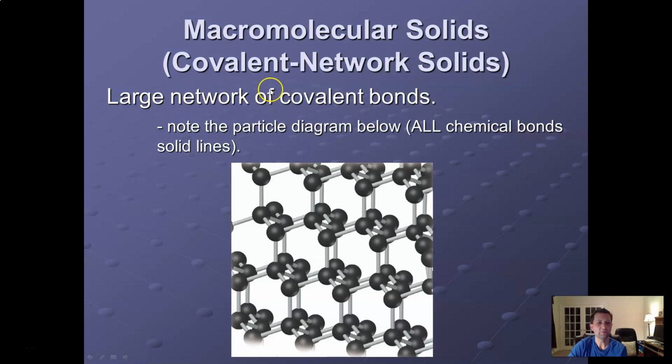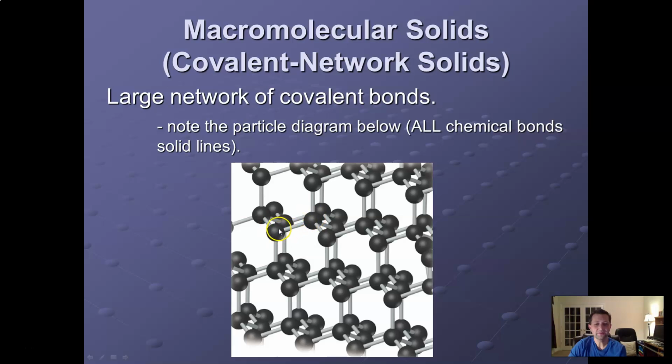But let's take a look at what I mean by a macromolecular or covalent network solid. The prefix macro obviously means big. So I have a picture of one of these macromolecular solids here. It's a large network, there's that macro prefix again, large network of covalent bonds, hence covalent network.